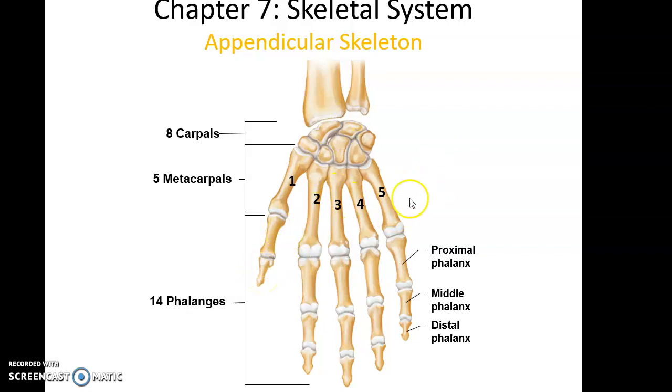Now, when you number these bones, they're numbered 1, 2, 3, 4, 5. So this is metacarpal 1. And the 1 starts on the same side as the thumb. The thumb side is metacarpal 1, 2, 3, 4, 5. So this would be proximal phalanx 1, distal phalanx 1, proximal phalanx 2, middle phalanx 2, distal phalanx 2, and so on.